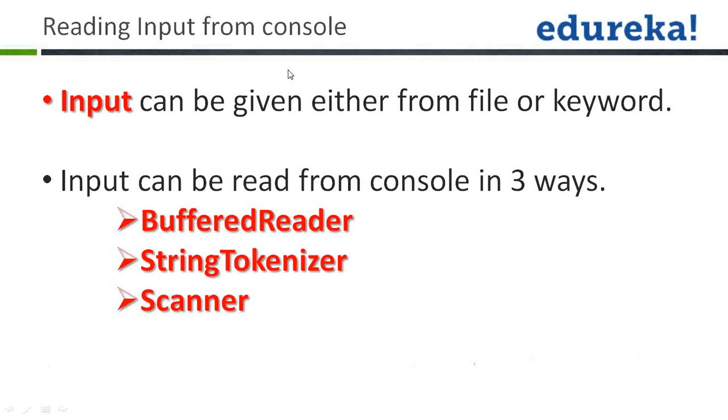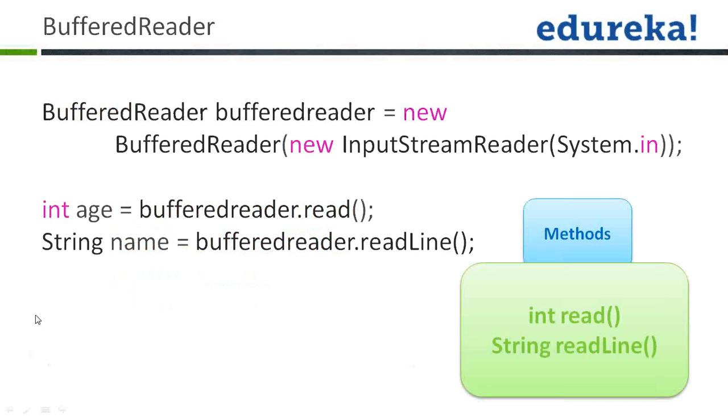Moving on, reading input from the console. Input can be given either from a file or the keyboard. Input can be read from the console in three ways. The first one is BufferedReader. The second one is StringTokenizer, and the third one is Scanner. Okay, so these are the three classes using which you can take input from the console. We'll go through each one of them one by one, and first of all we'll understand what a BufferedReader is and how to use it.